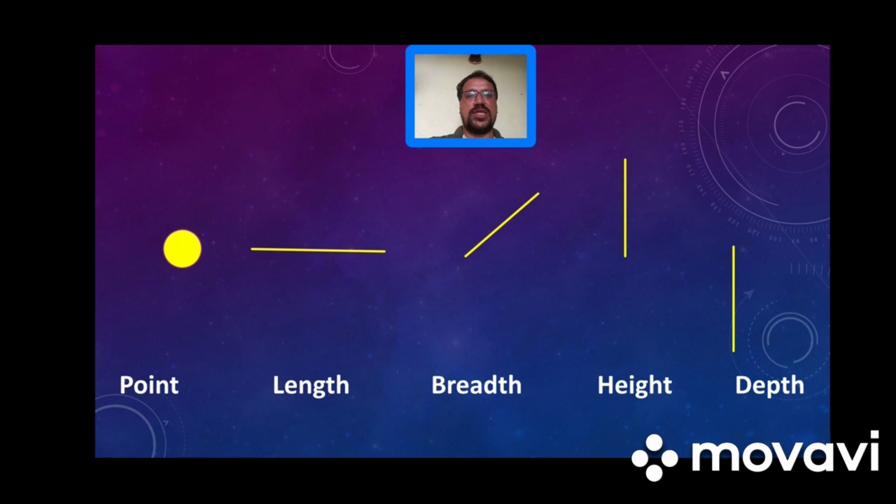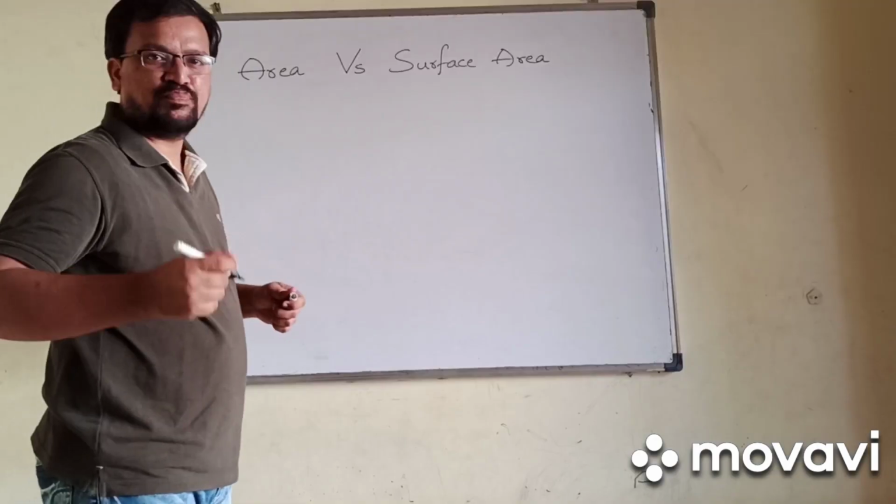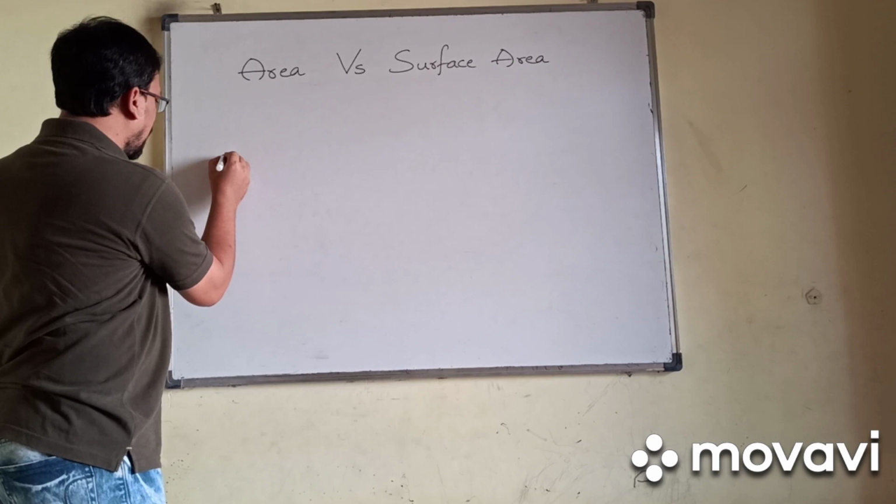Yes, the first one is a point. Next, all are line segments, but they have different names. One has a length, breadth, height and depth. What are these? One line segment has different names. How is it possible? Wait. Look at the board for a few minutes.